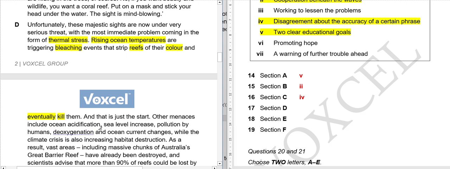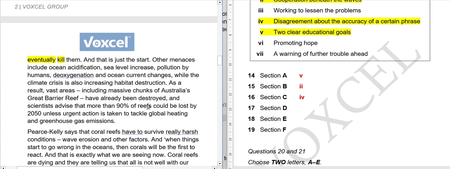Other menaces include ocean acidification. So these are the causes that are damaging this. Sea level increase, pollution by humans, deoxygenation, and ocean current changes, while the climate crisis is also increasing habitat destruction. As a result, vast areas, including massive chunks of Australia's Great Barrier Reef, have already been destroyed. And scientists advise that more than 90% of reefs could be lost by 2050 unless urgent action is taken to tackle global heating and greenhouse gas emissions.